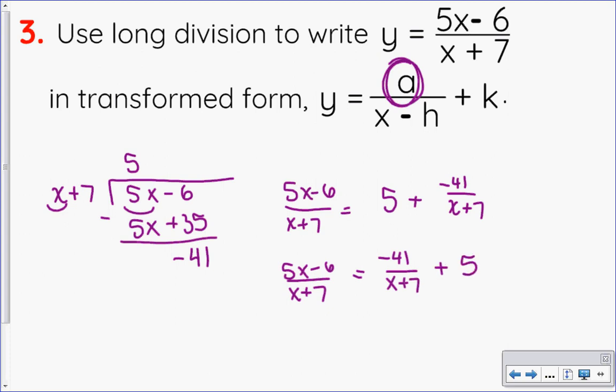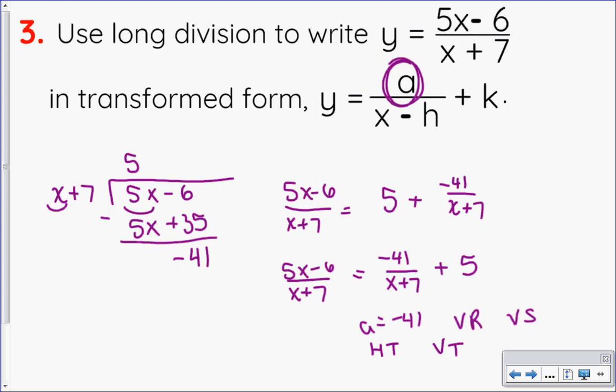Now that it's in transformed notation, I can see, since a is -41, there has been a vertical reflection and a vertical stretch. I can also see plus 7, that there's been a horizontal translation and a vertical translation as well. That's the benefit of writing it in transformed form.